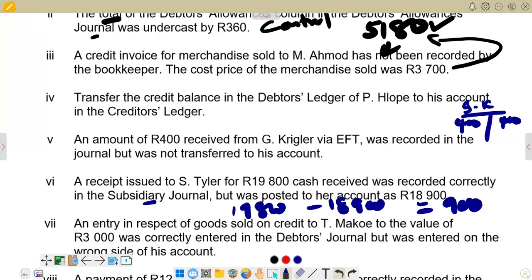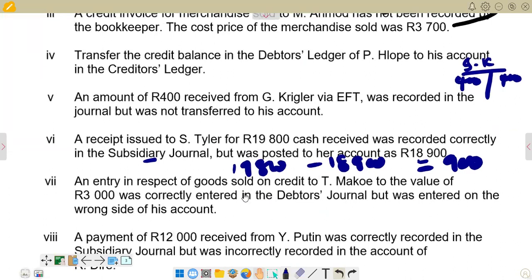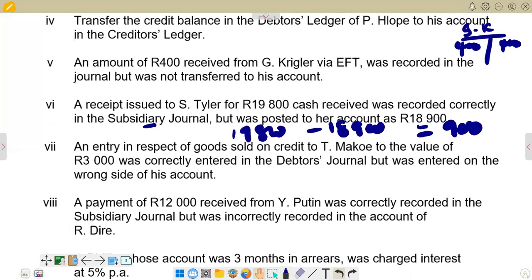We have got item 7, which reads an entry in respect of goods sold on credit to T. Mako. The value of 3,000 was correctly entered in the debtors journal, but was entered on the wrong side of this account. So the debtors journal is correct, which means our control is also going to be correct. But you see that the individual account of T. Mako was entered on the wrong side of the account. So basically, what are we saying? We are saying that this is our account.